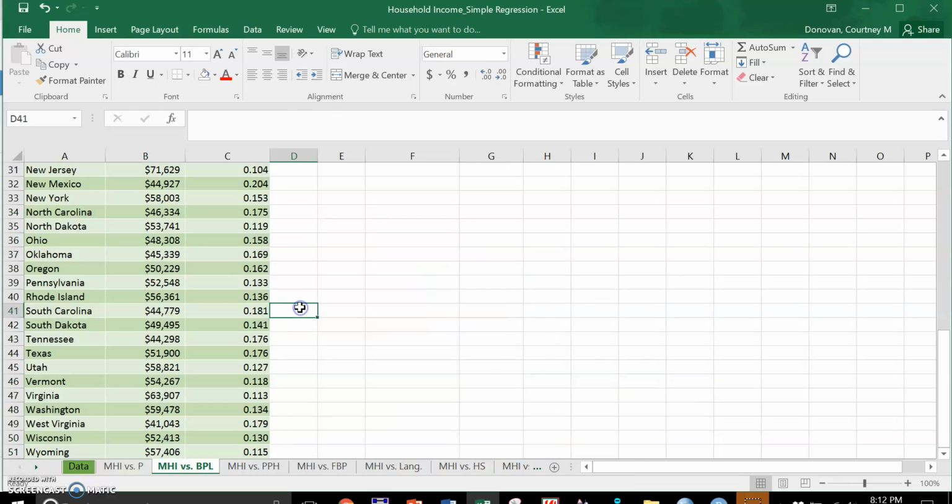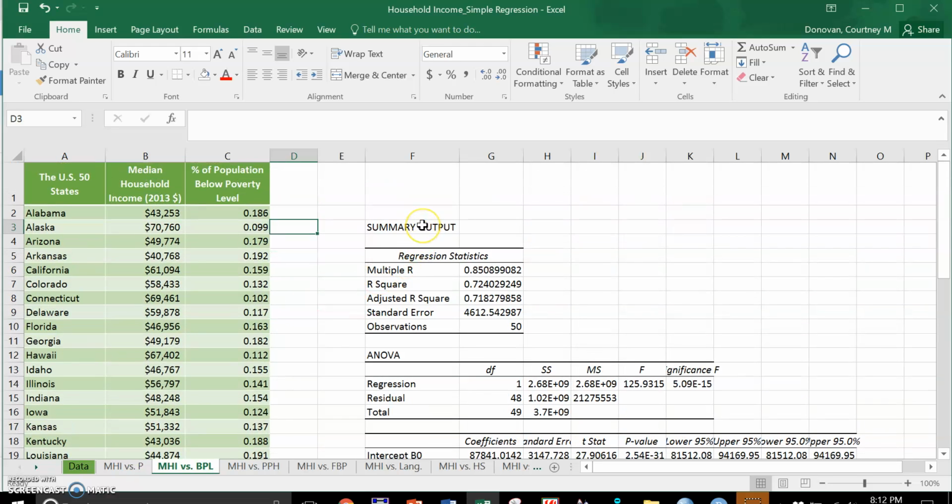So let's look at a different one. And I did the exact same process, but this one actually has a relationship. So here we're trying to predict household income by the percent below poverty. It makes sense that these would be related and probably a negative relationship. So the more of the population that's below poverty, the less household income you would see.